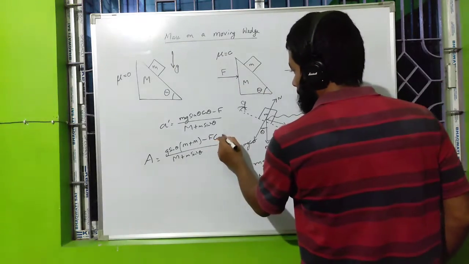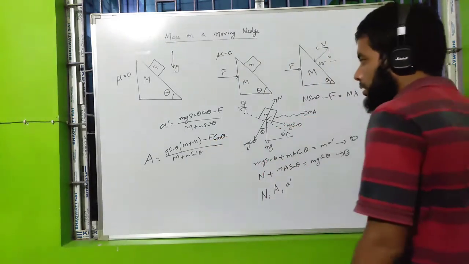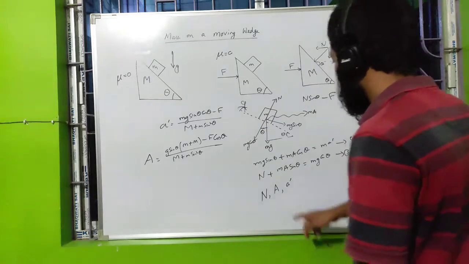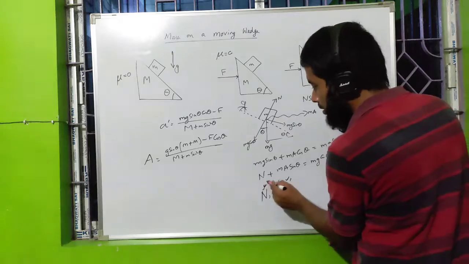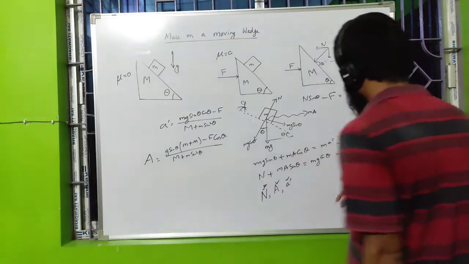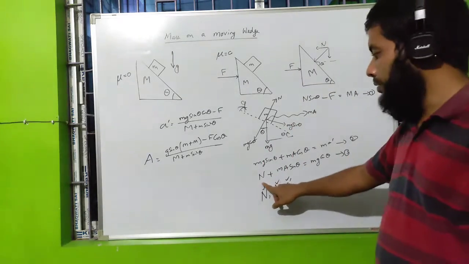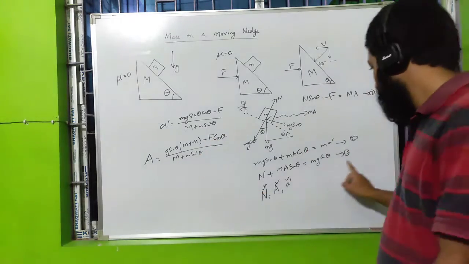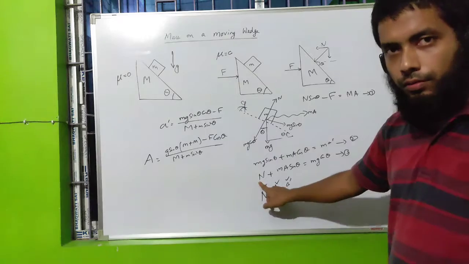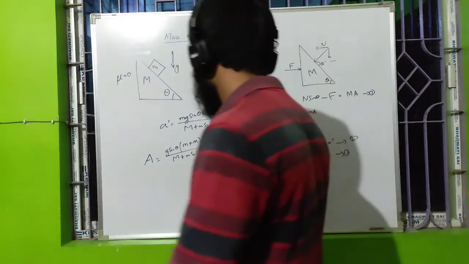Just like that, this will be F cos theta. So these are the values. How do you get N? We have got this value, we have got this value. N, how do you get? Just put the value of A in equation number 3. A is known. Just put the value of A in equation number 3 and you can get the value of N. So you can do it on your own.